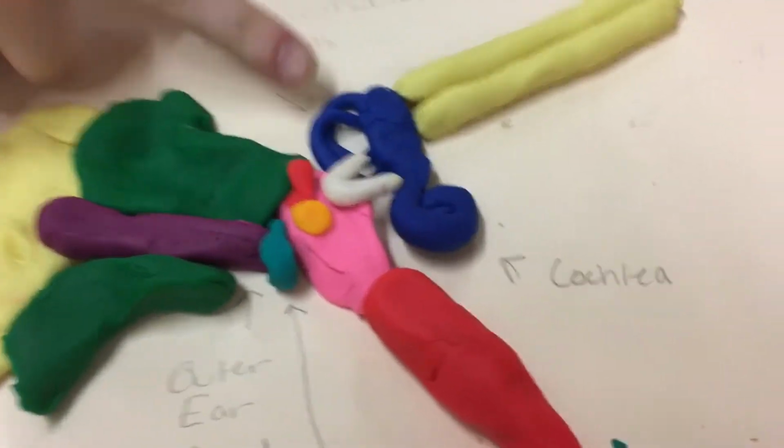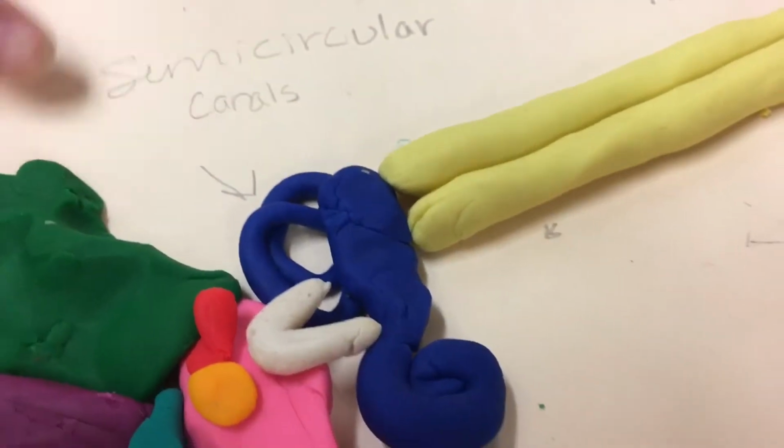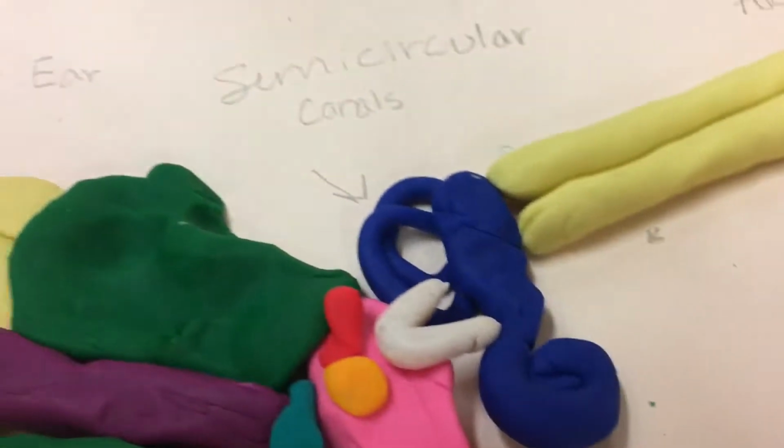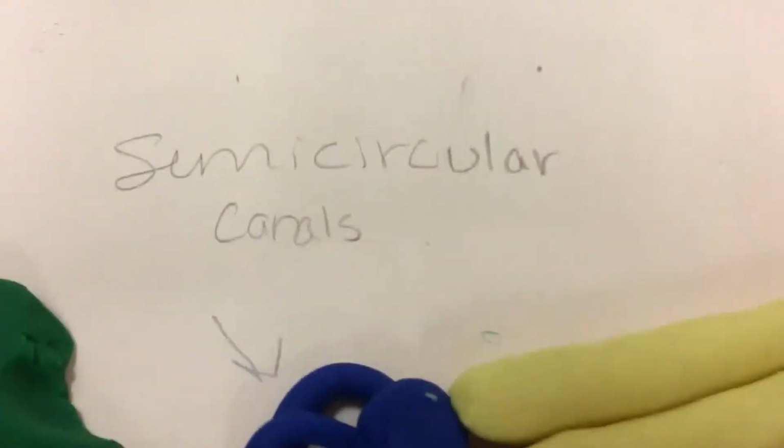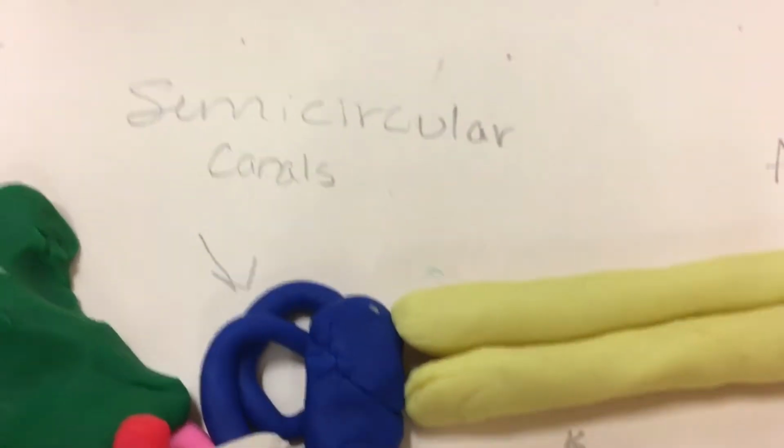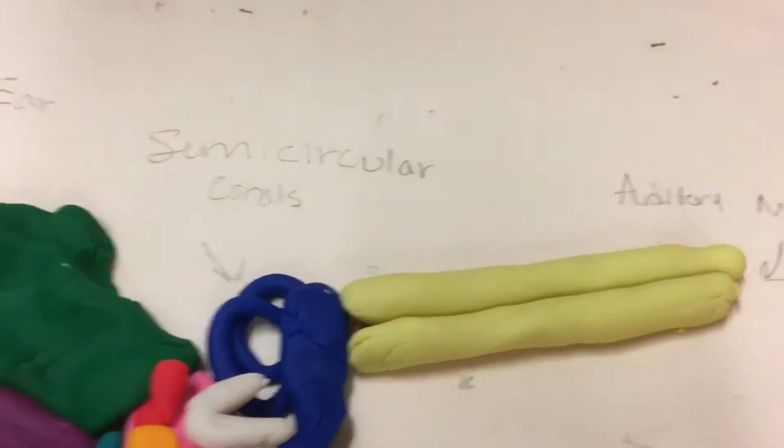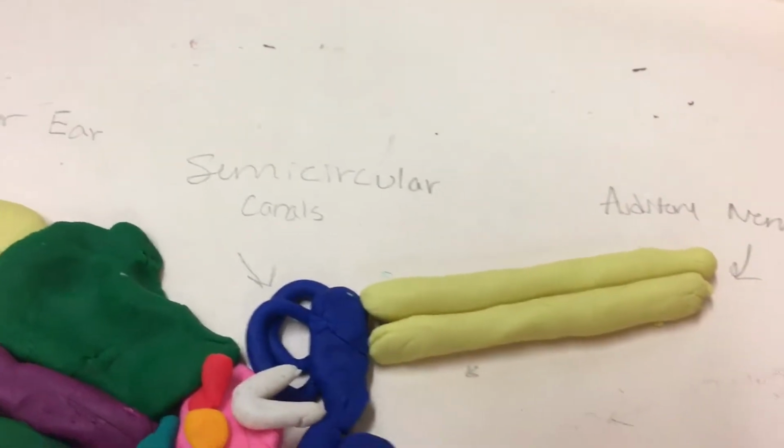Yeah, I know. So these little things on the cochlea are called semicircular canals, and they're like 3 loops of fluid-filled tubes that are attached to the cochlea in the inner ear, and they help us maintain our sense of balance. So now I'm going to explain to you how sound moves through the ear and into the brain.